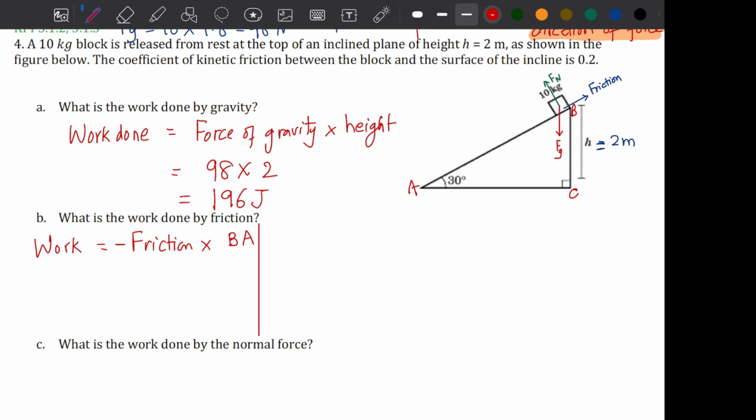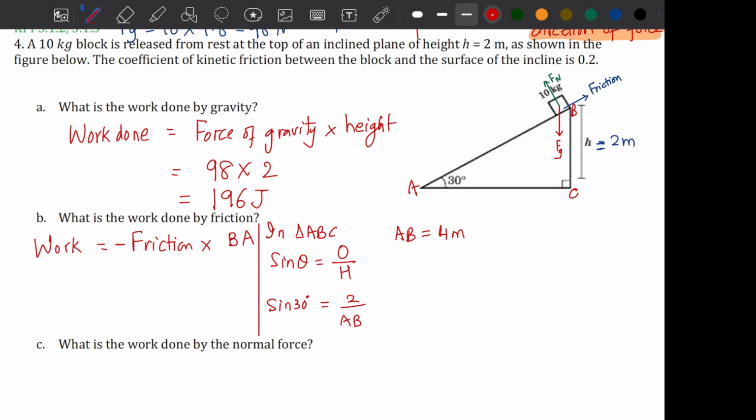Now for finding BA, we are going to take this triangle. So in triangle ABC, we are going to apply SOHCAHTOA or trigonometry. So sine theta is equal to opposite over hypotenuse. Theta in this case is 30, so sine 30 equals opposite, which is 2 meter, opposite to the angle, over hypotenuse, for us it's AB. If you calculate, you will get AB, or that is BA, is equal to 4 meter. So that's our displacement. Okay.